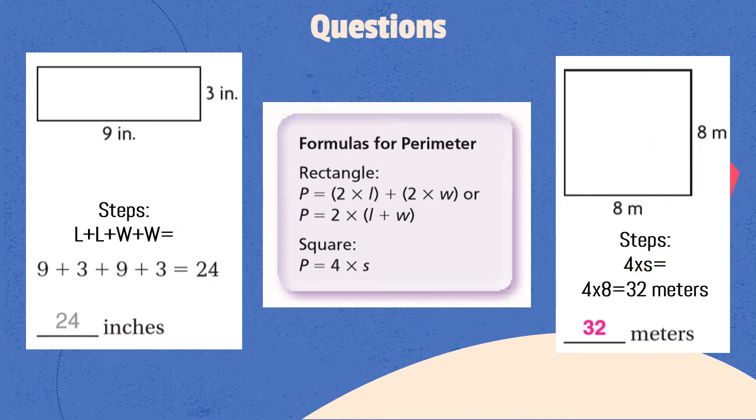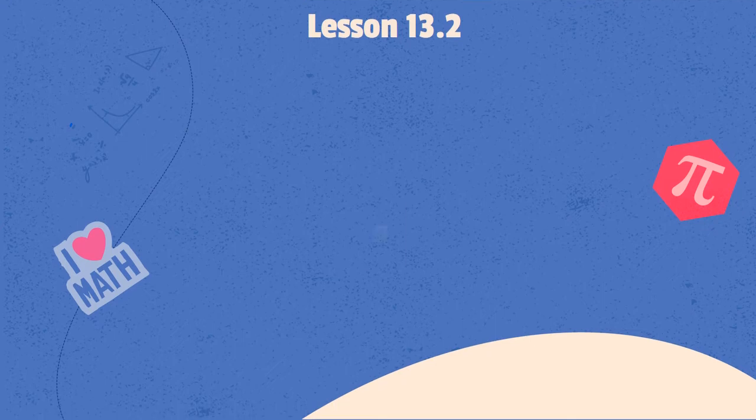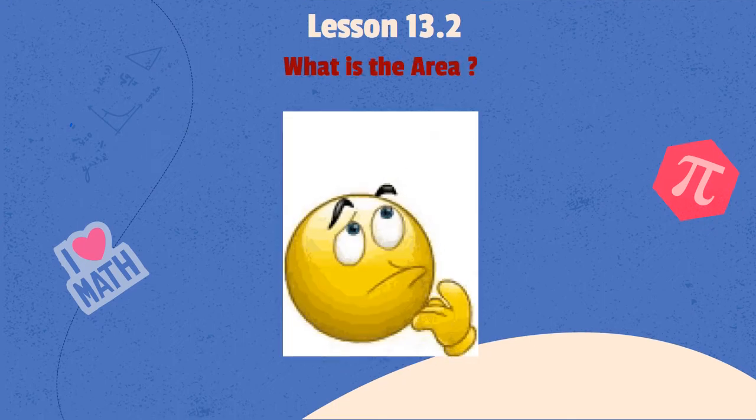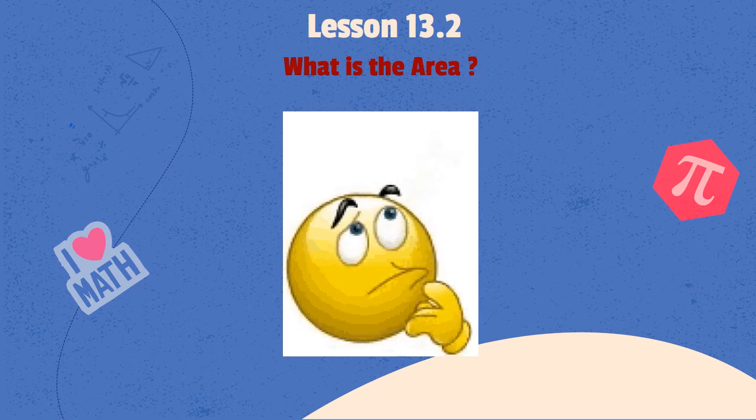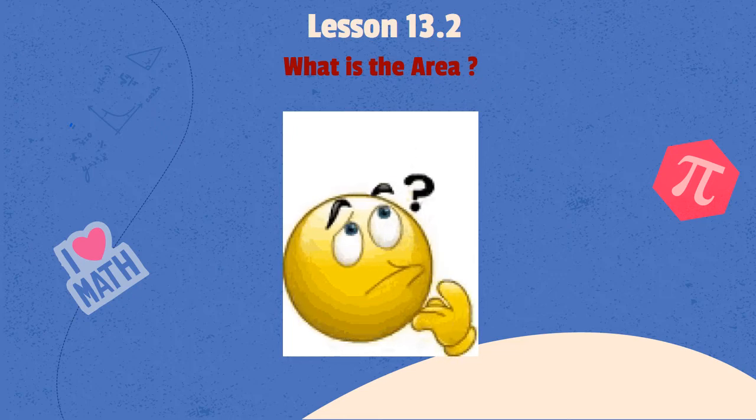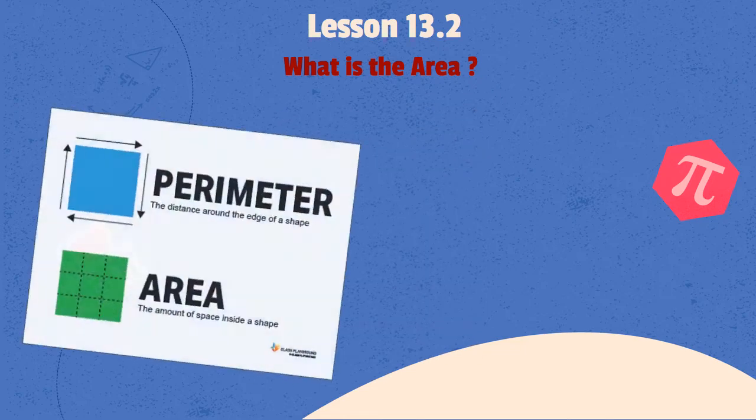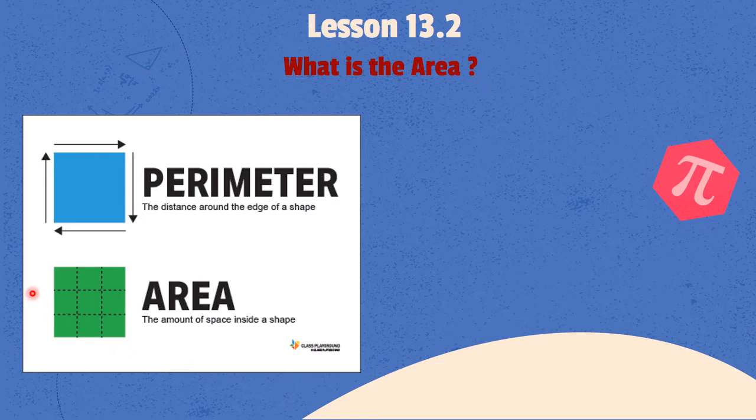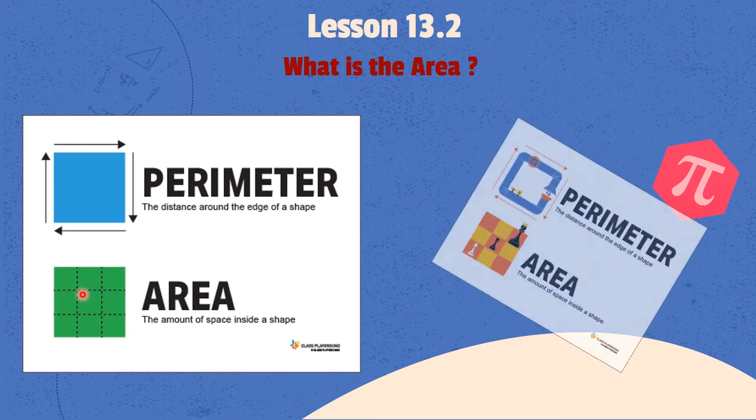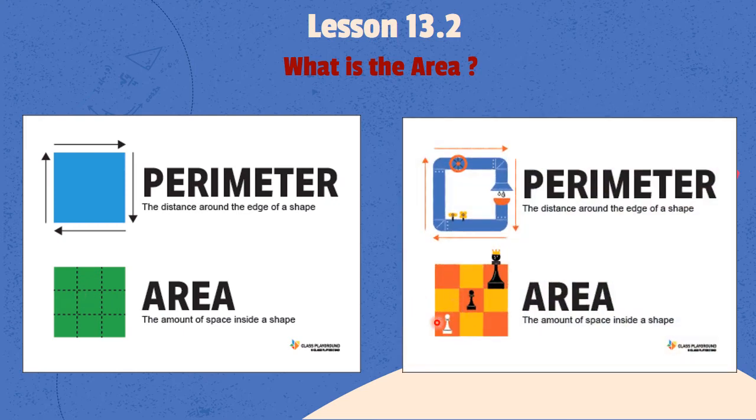Okay, let's see the next lesson. Here we have another question which is what is the area? And it's very important to know it as well. Think with me. Again, area, it's the amount inside a space. Remember? Like in a chessboard, it's the amount of the space inside a shape. And the perimeter outside the shape.